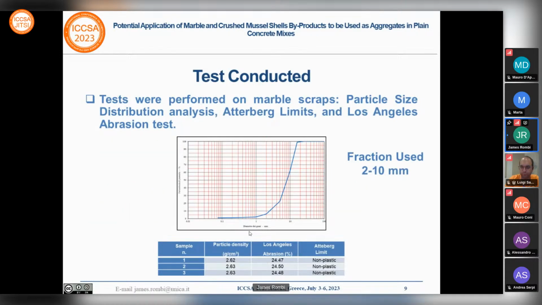So the tests conducted here are, we must say, preliminary research, and it's still ongoing. Here we can see the preliminary tests conducted on marble byproducts. We did the particle size distribution, the Atterberg limits, and the Los Angeles abrasion test. The fraction that we used in nearly all the tests was that passing the 10 millimeter sieve and retained at the 2 millimeter. Here we can see the particle density of the aggregates. The Los Angeles abrasion percentage is between 24 and 24.5, and the material was non-plastic, as expected.